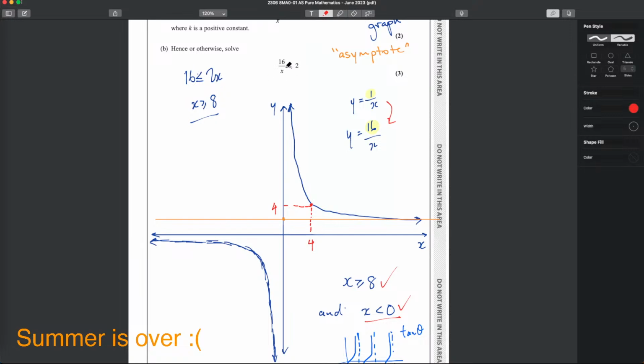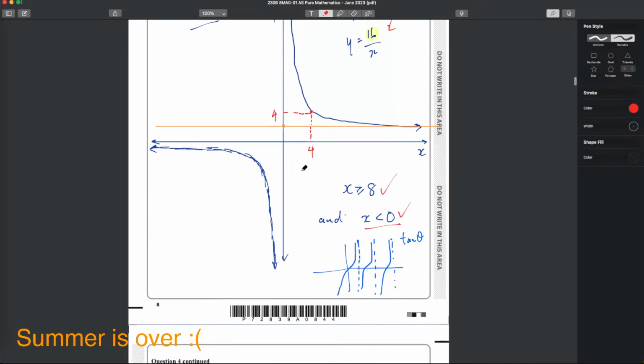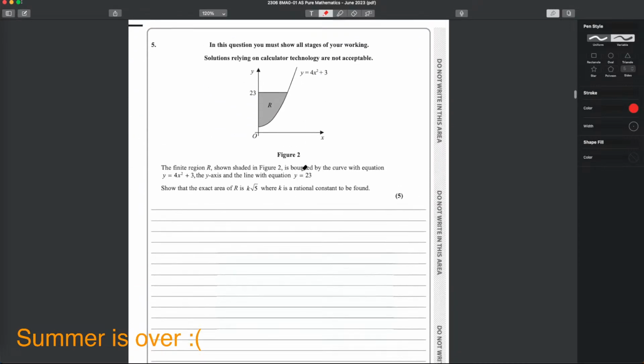Oh, well, I guess, yeah, you do, right? Because you just say if x is negative, this is less than 2. Yeah, so that does give you that. So you can just find that algebraically. You don't really need the graph. If x is negative, it's obviously less than 2. And if x is greater than or equal to 8, it's less than or equal to 2. All right. On to question 5.